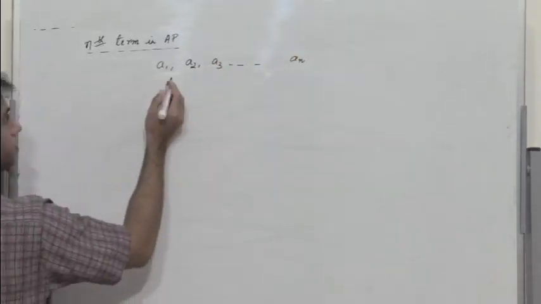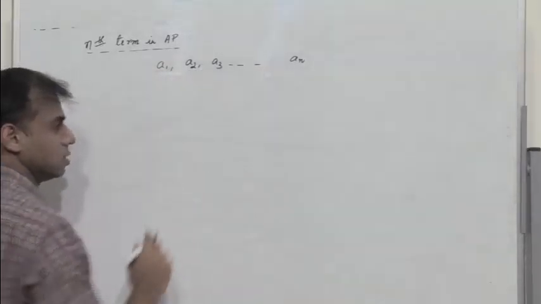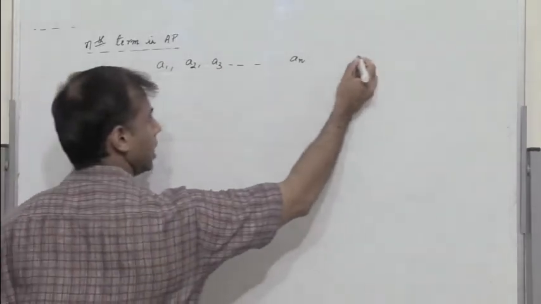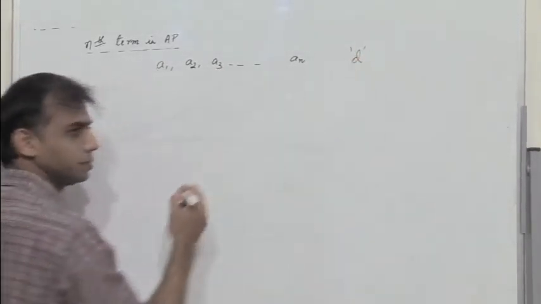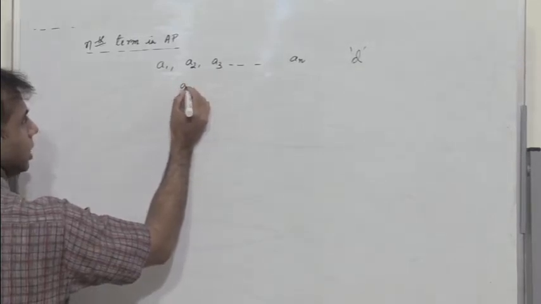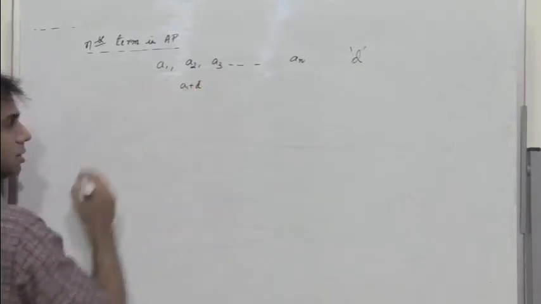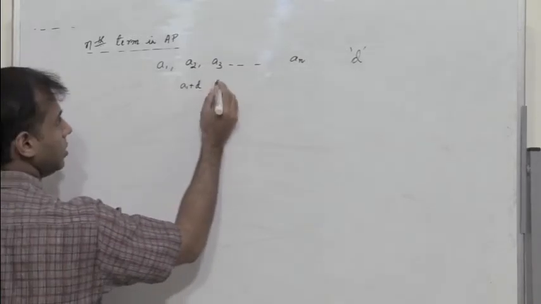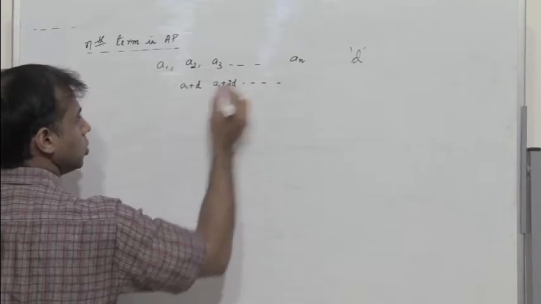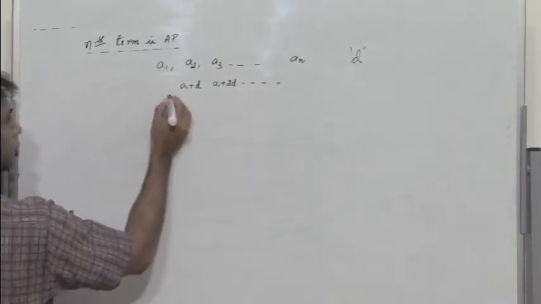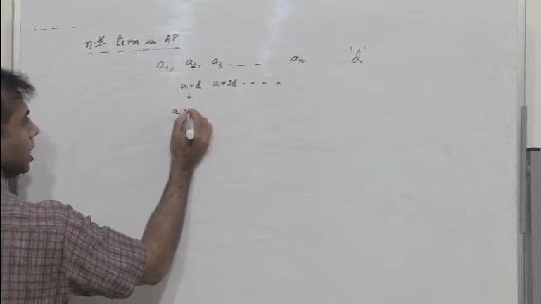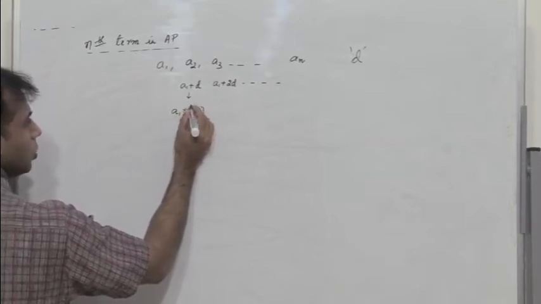Now we know that all these numbers which are assumed to be in arithmetic progression have a common difference, and let the common difference be D. So therefore A2 is nothing but A1 plus D, whereas A3 is nothing but A1 plus 2D and so on. So therefore this can be written as A1 plus 2 minus 1 into D.